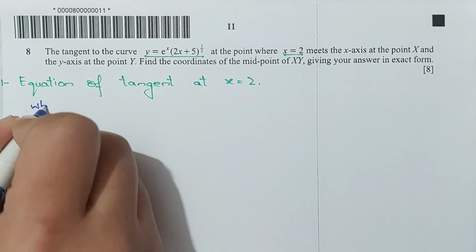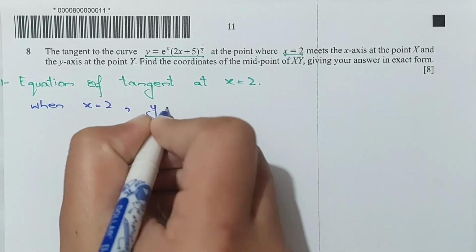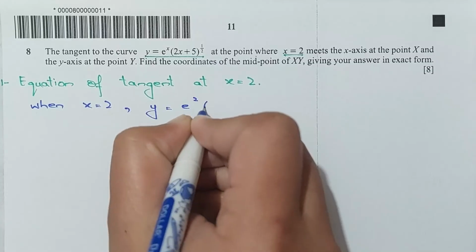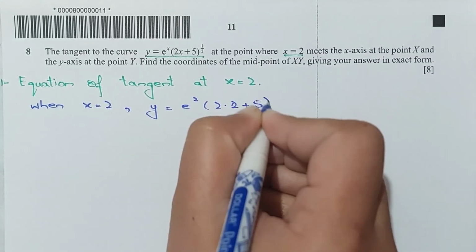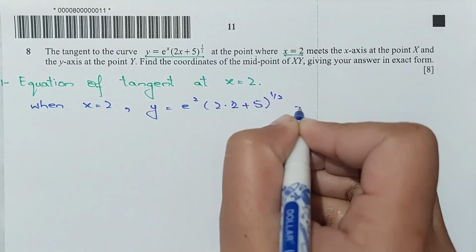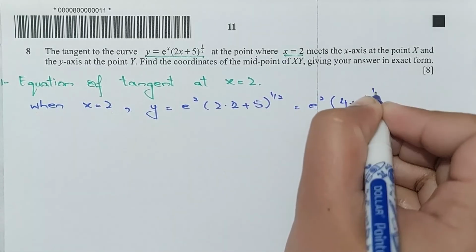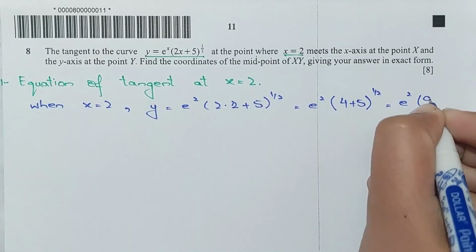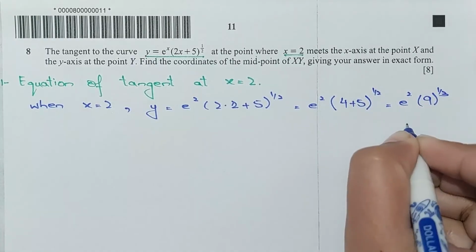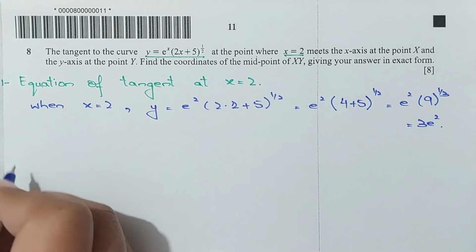So the step is, when x is 2, what is my y? y equals e to the power 2 times 2 plus 5, to the power 1 by 2. e to the power 2 times 2 is 4, plus 5, and its power is 1 by 2. 4 plus 5 is 9, e square, and the square root of 9 is 3. So this is 3e square. This is my y.